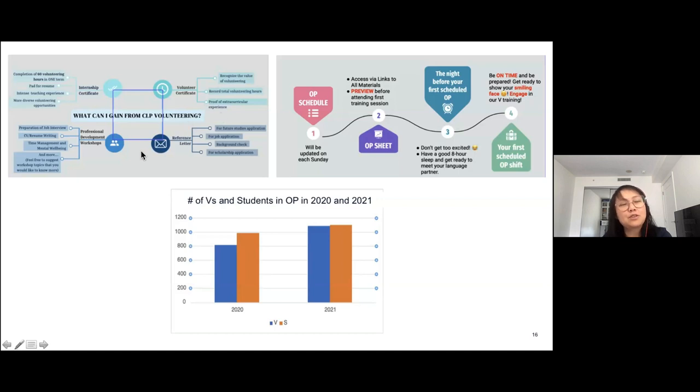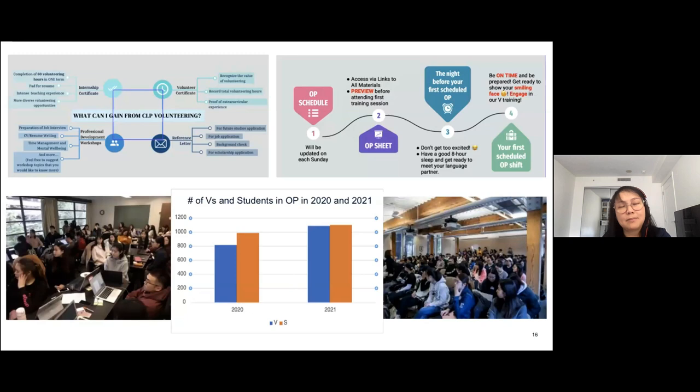So they have to go through professional training at the beginning, and they have to go through training every week for the practice that they're doing. And they receive other organized workshop trainings on professional development. And then here are some examples.